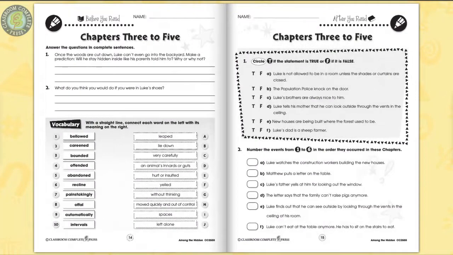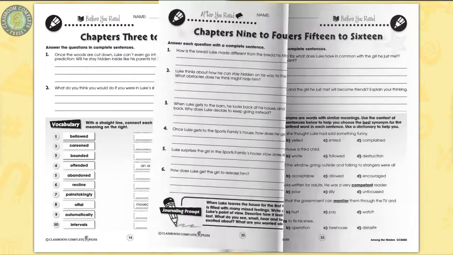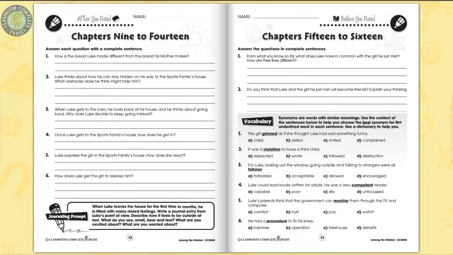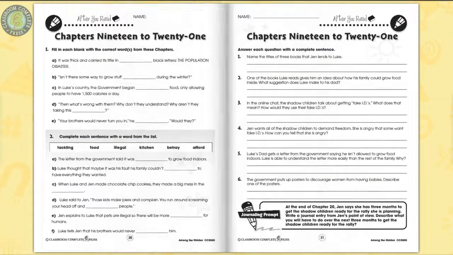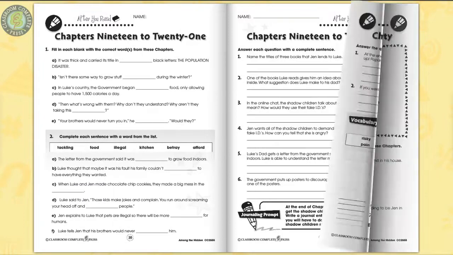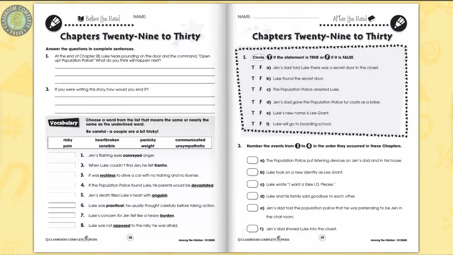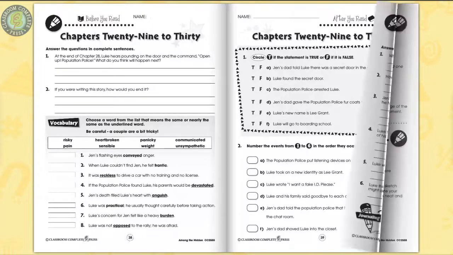Predict whether Luke will stay hidden after the woods are cut down, based on what you know of him so far. Detail the difference between Luke's bread and his mother's. Identify statements about Jen's life as either true or false. Write a journal entry from Jen's point of view, detailing her preparations for the rally. Match the synonyms to key vocabulary words found in the novel.